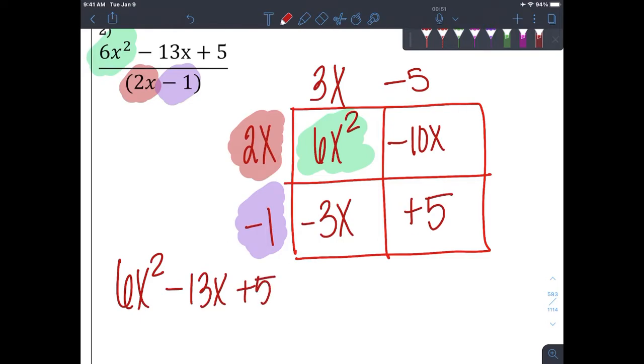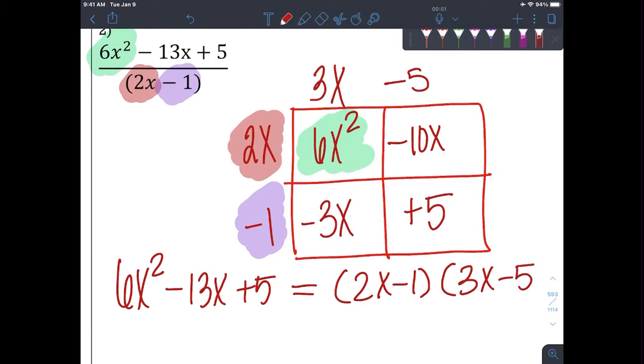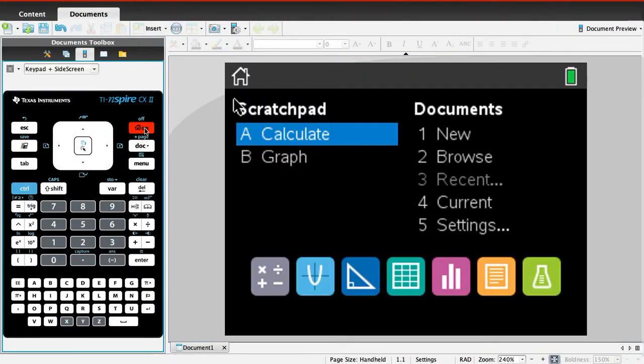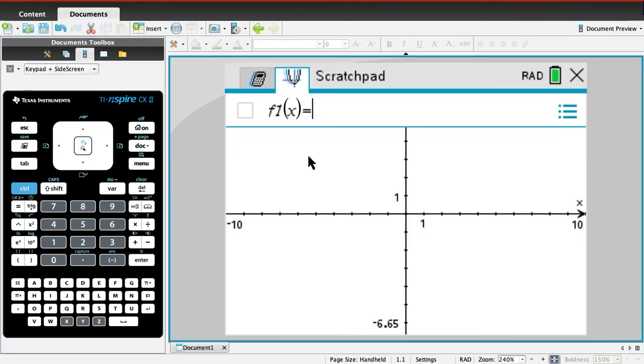And I ended up at exactly the numerator, the top portion. In order to verify this, I want to make sure that this graph is exactly the same. So let's head back over to my calculator. I'm going to start a new graph page just because I don't want to get confused with all of that.